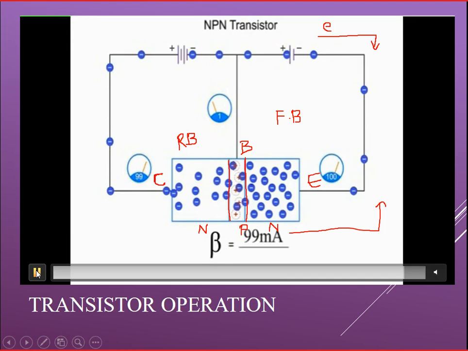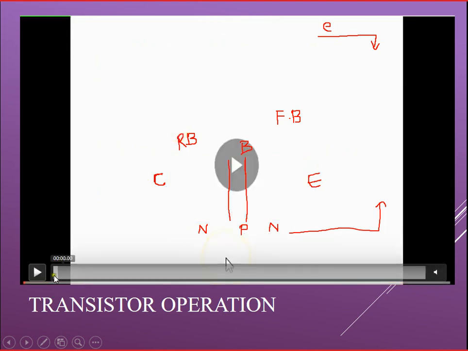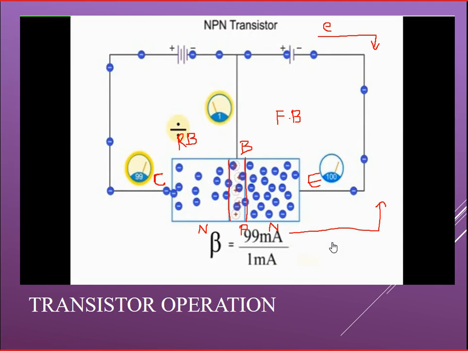Like I said previously, suppose the collector current is 99 milliamps and the base current is 1 milliamp. Now what will be your amplification factor? It is equal to 99, right? Exactly.